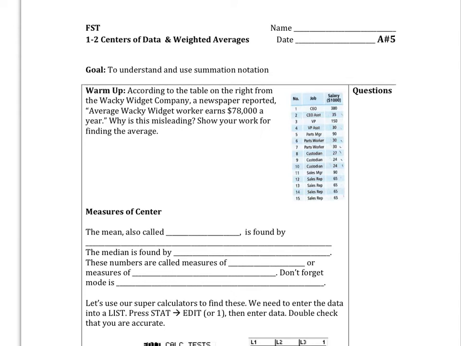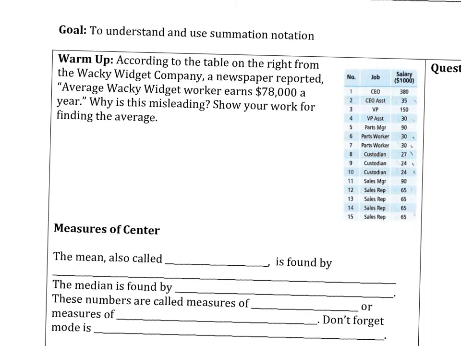Hello, math magicians. Today we're going to be talking about centers of data and weighted averages, and we're going to understand and also use summation notation. So by way of introduction, I want you to read through this real quick and then answer the following question. Why is this number misleading? And then I want you to calculate the average real quick. So go ahead and pause and do all that.